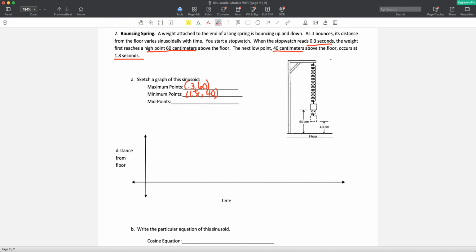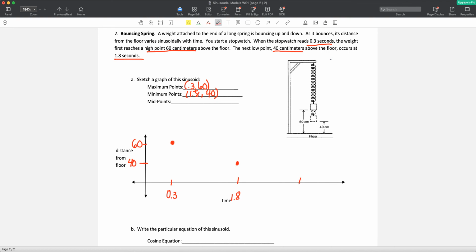So that's all we need. Which one of these would come first? This maximum 0.3 would come first. So I'm going to put 0.3 and the max is 60. We have, this would be 1.8 and the minimum is 40.